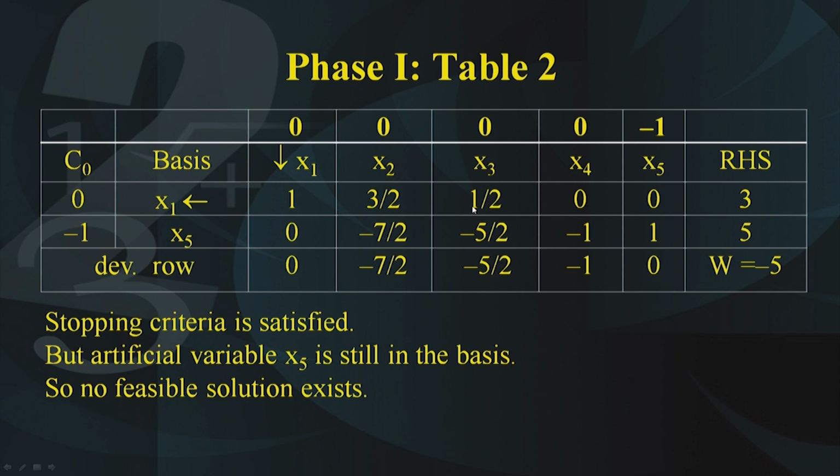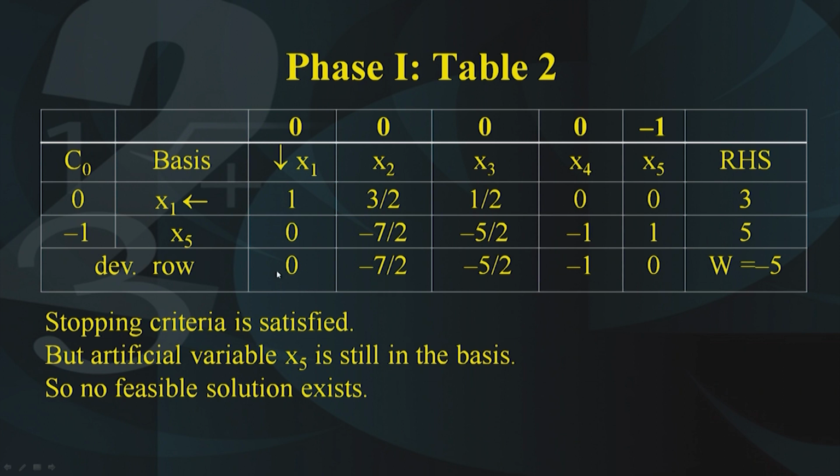Next, we apply the elementary row operation on the second row, and what is that? That is R2 should be replaced by R2 minus 5 R1, and that makes this entry 0, minus 7 by 2, minus 5 by 2, minus 1, 1 and 5. So, this gives us the second table of phase 1, and as before, we will now calculate the entries in the deviation row.